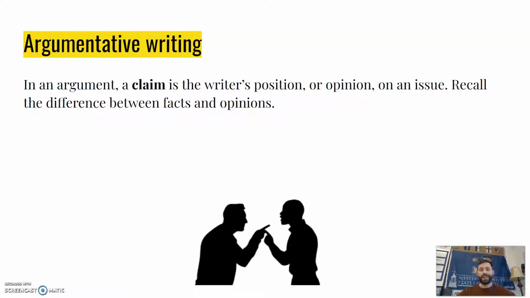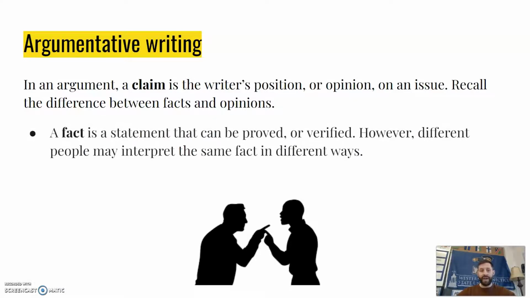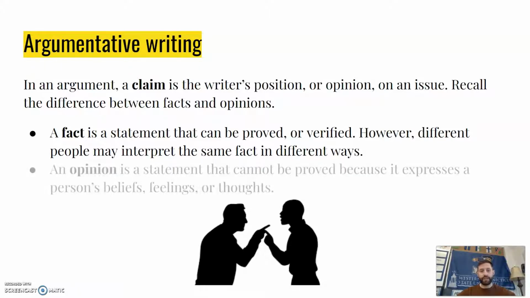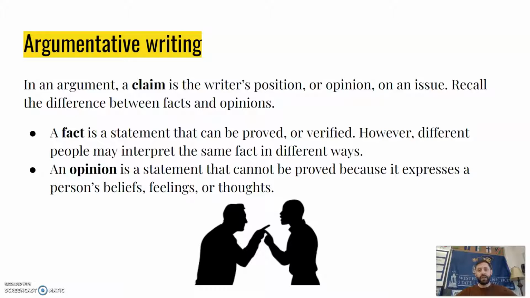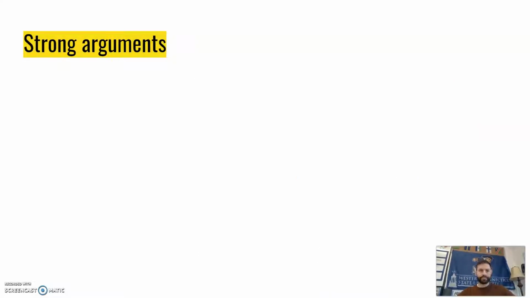In argumentative writing, we have a claim. That's the writer's position or opinion on an issue. Remember the difference between facts and opinions. Facts are statements that can be proved or verified. However, different people may interpret the same fact in different ways. An opinion is a statement that cannot be proved, but it expresses a person's beliefs, feelings, or thoughts. Fact: our school is 3 floors high. Opinion: Brass City Charter is the best school. These are differences between fact and opinion.